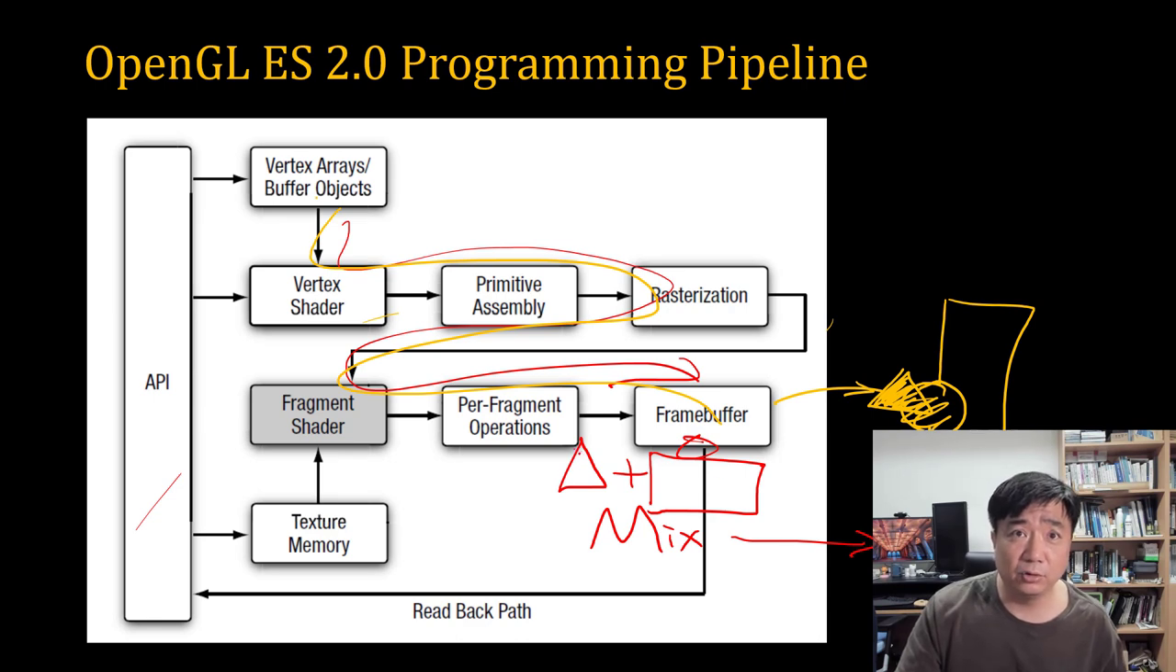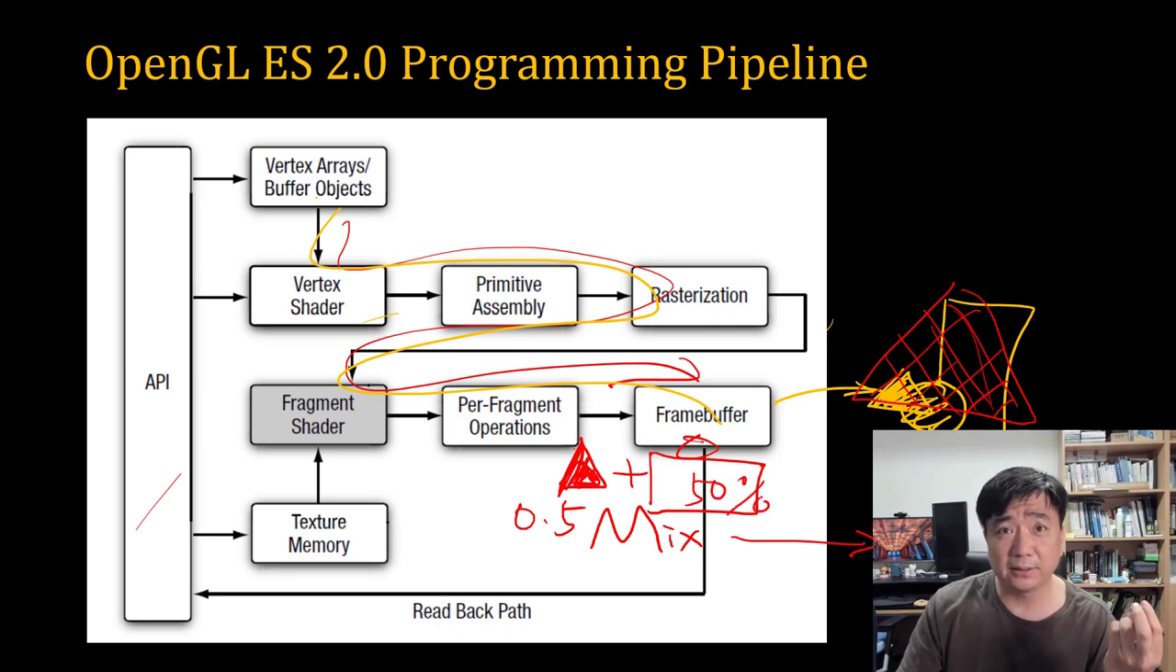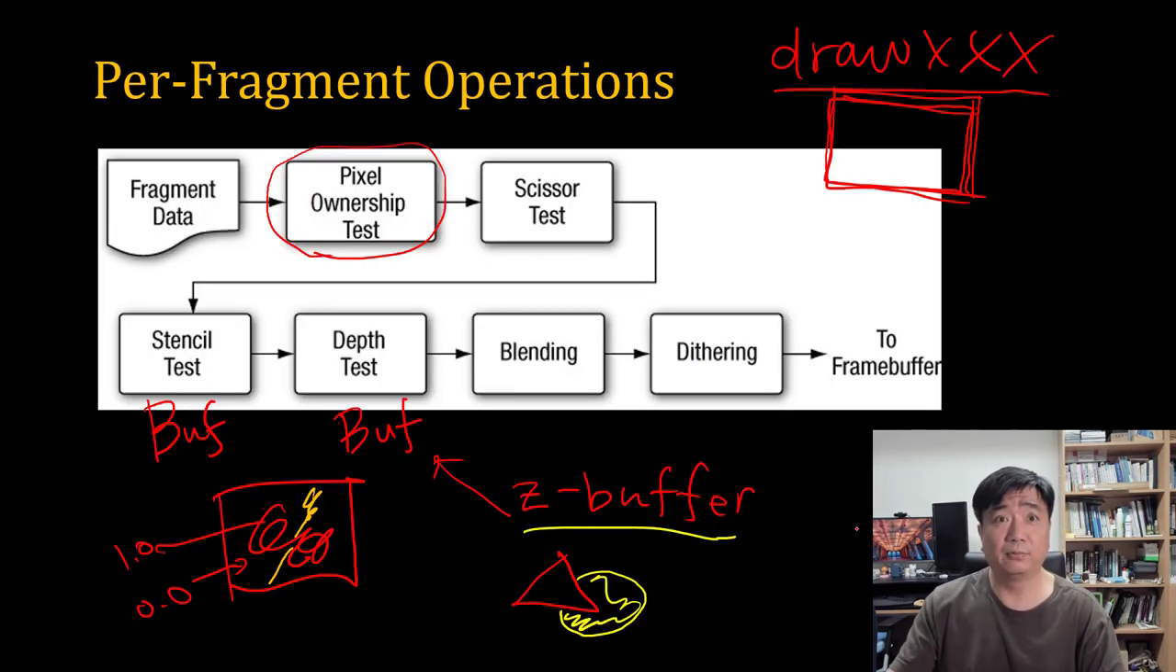Sometimes, if this new red triangle has transparency, half transparent and half opaque, then we need to draw it like this, with some transparency and some order of drawing. If I want to add 50% of this triangle and the existing result, mixed 50-50, that kind of mixing is possible with blending. Blending is here.